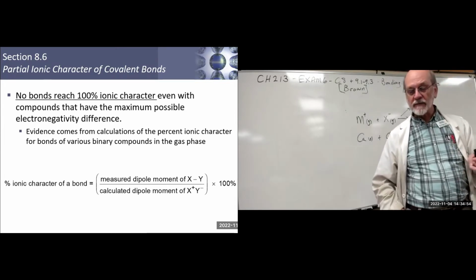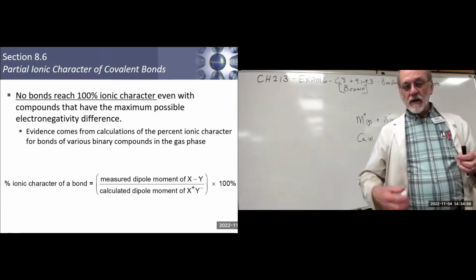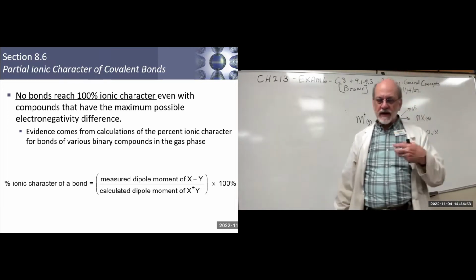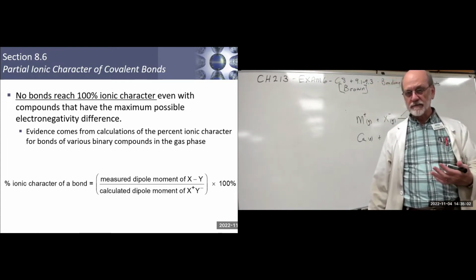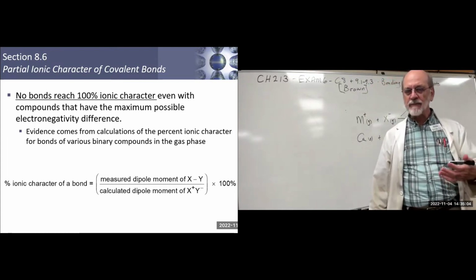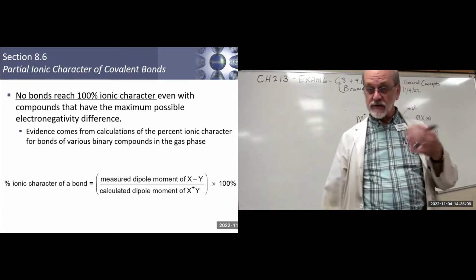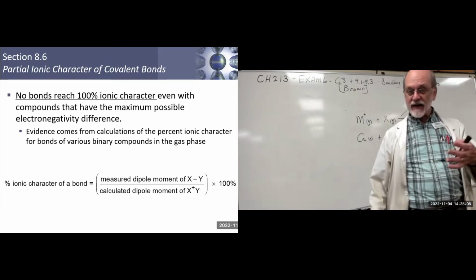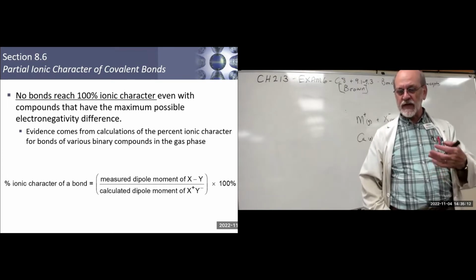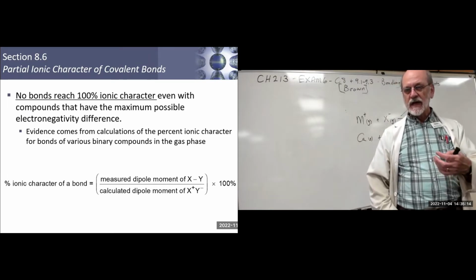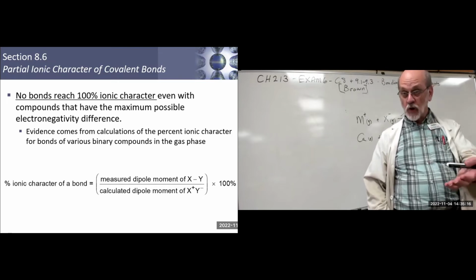How do we know that? Well, in order to determine the percent ionic character, we measure the dipole moment of the bond itself. So if we measure the dipole moment of X with Y, we get a value, and then we calculate the dipole moment of X plus and Y minus. And that would be Coulomb's equation.